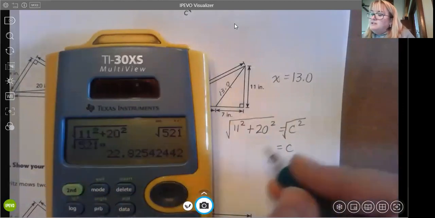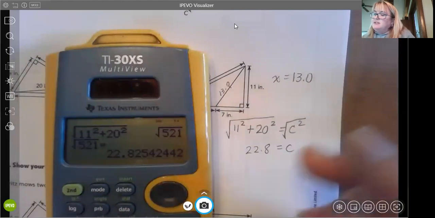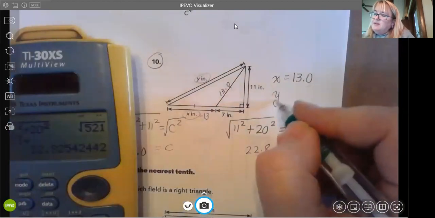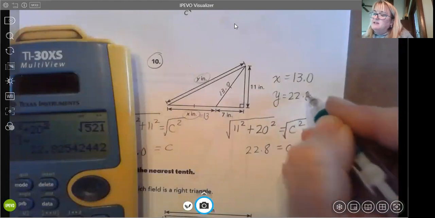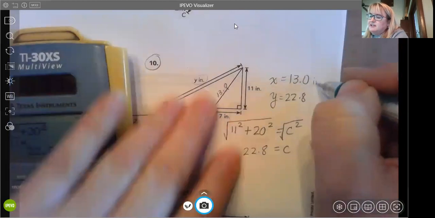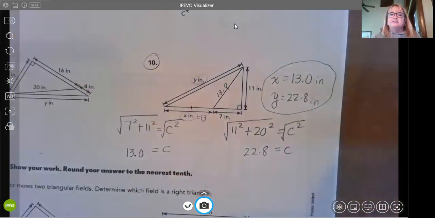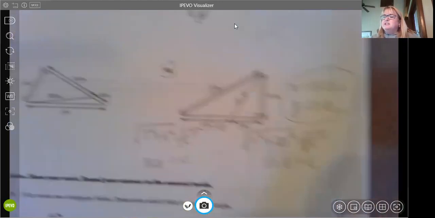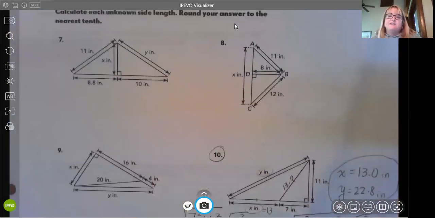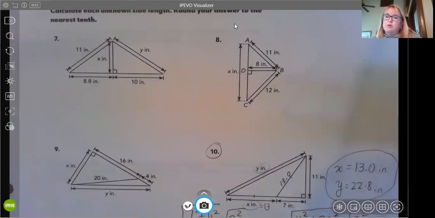22.8254. Rounding to the nearest tenth would be 22.8. So that means that y equals 22.8. And they're side lengths of a figure, so it's just linear inches. So there's your answer for 10, x and y. So 7 through 10, it is also finding unknown side lengths. It's just that our figures are a little bit more complicated.